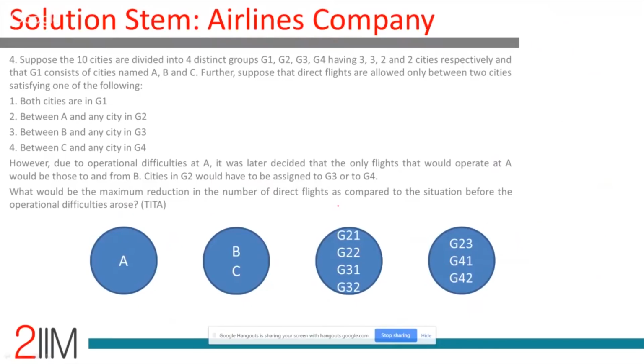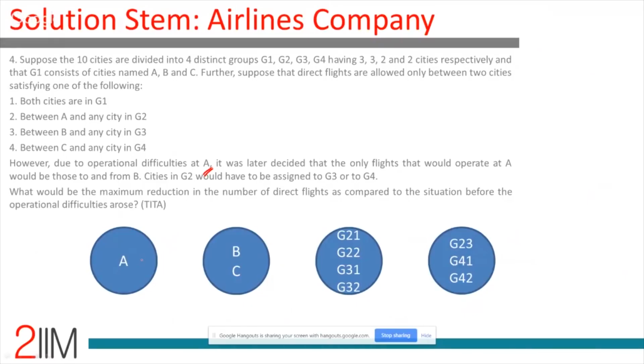The 10 cities are divided into 4 distinct groups, G1, G2, G3, G4, having 3, 3, 2, 2. G1 has A, B, and C. Both in G1, A to G2, B to G3, C to G4, all good. Fine. But at the end of it all, due to operational difficulties at A, there's some problem with A. Only flights that would operate at A would be those to and from B. Could have A to B, B to A, morning and evening. Only those are possible. Everything else are in trouble.